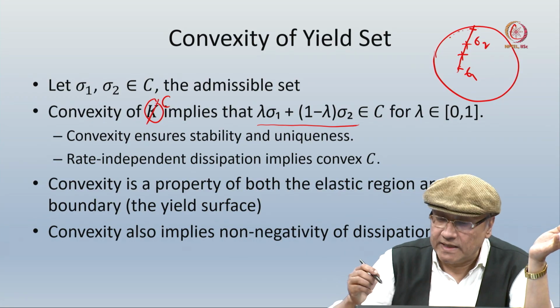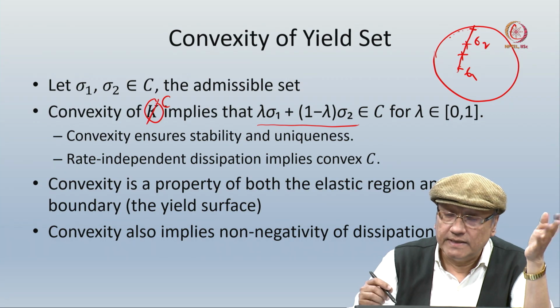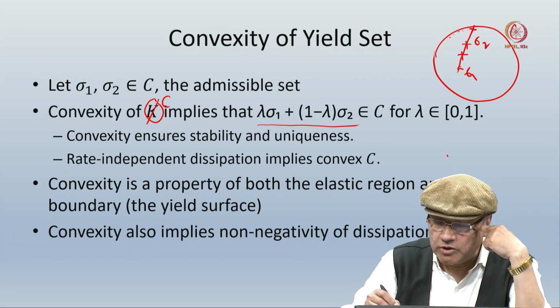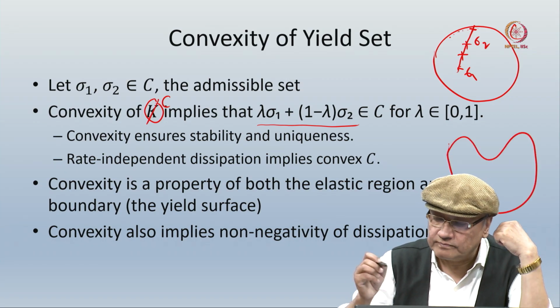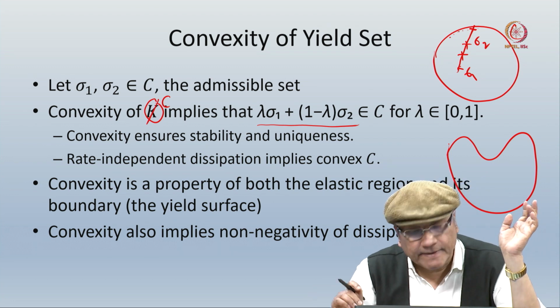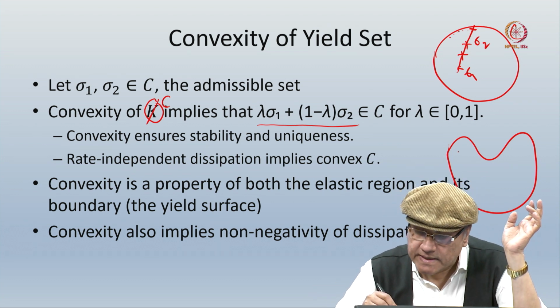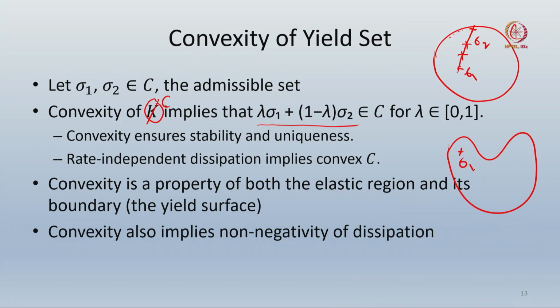Think about the other possibility, in which C is non-convex. Think of this apple shaped thing. So, take a stress sigma 1 here and sigma 2 here, join them by a straight line, and you will see that this point, for example, has gone out. So, this is not a convex set. Okay. So, the convexity of the set is a very important property of the boundary of the yield surface and also of the elastic region.